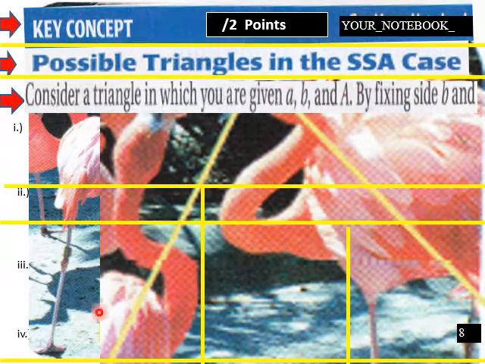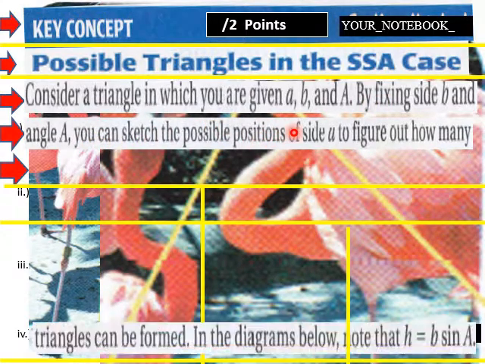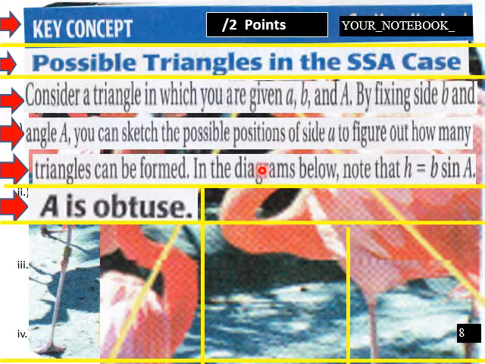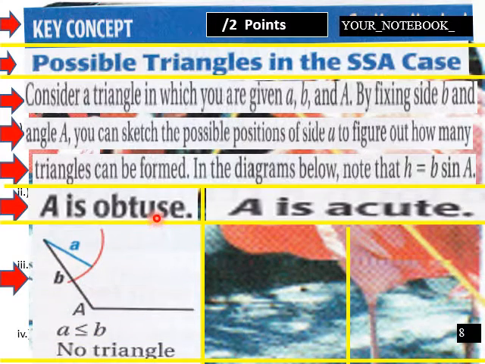So, possible triangles in an SSA case. Consider a triangle in which you are given a, b, and A. By fixing side b and angle A, you can sketch the possible positions of side a to figure out how many triangles can be formed. In the diagrams below, note that h equals b sine A. A is obtuse and A is acute.